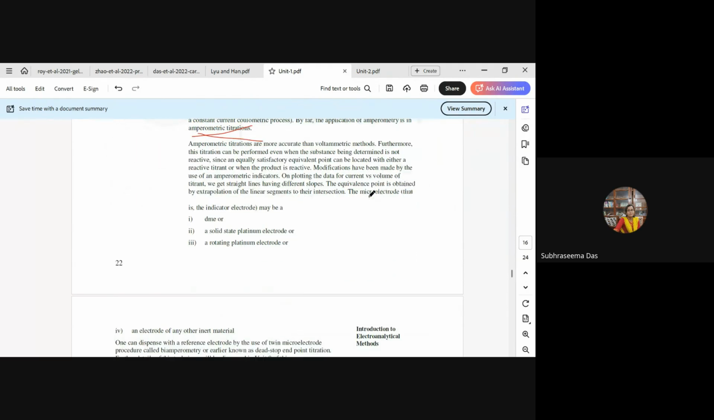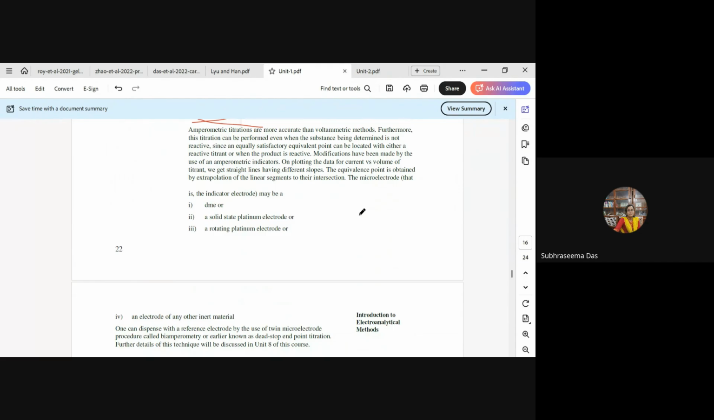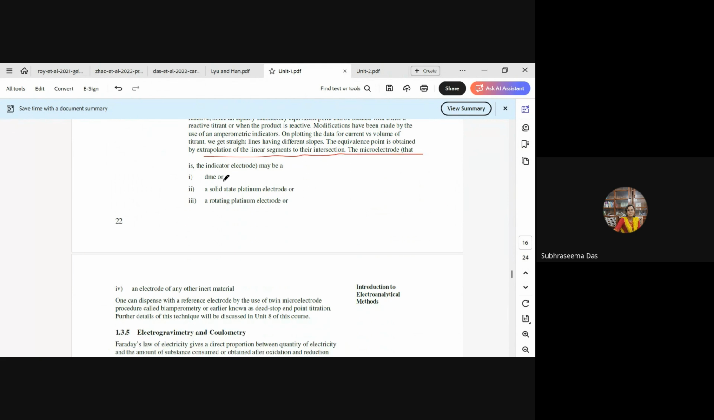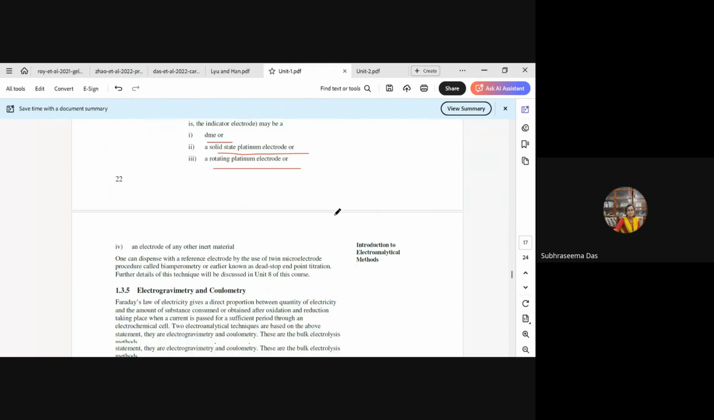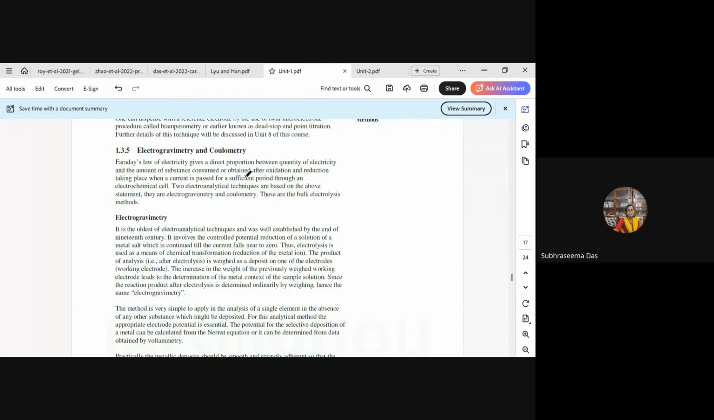Amperometric titrations are more accurate than volumetric methods, because the titration can be performed even when the substance being determined is not reactive, since an equally satisfactory equivalence point can be located much more easily. The equivalence point is obtained by extrapolation of the linear segments to their intersection. This can be done with a DME, a solid-state platinum electrode, a rotating platinum electrode, or any other electrode. Further details are provided in other units.